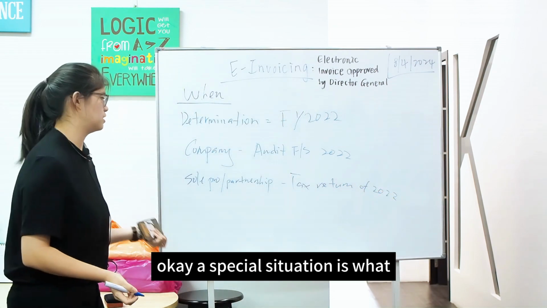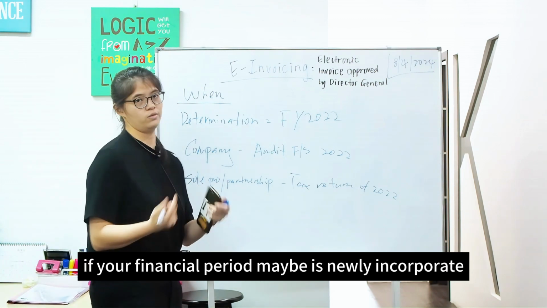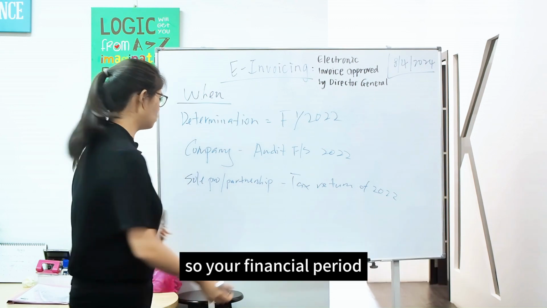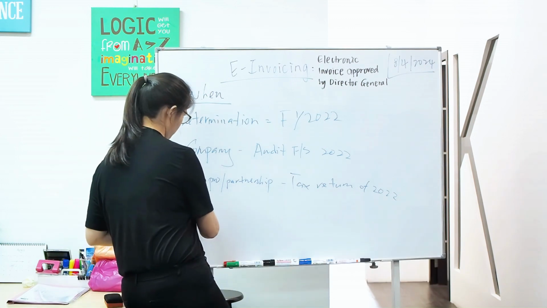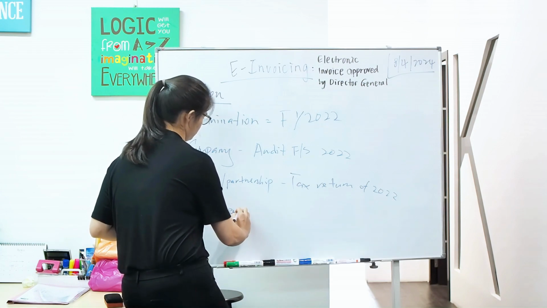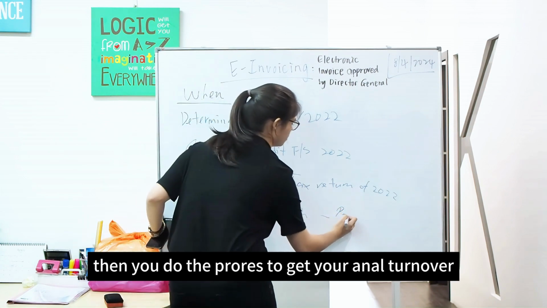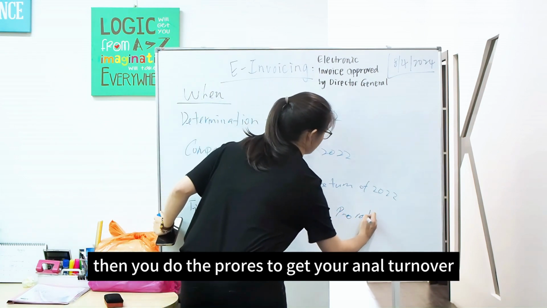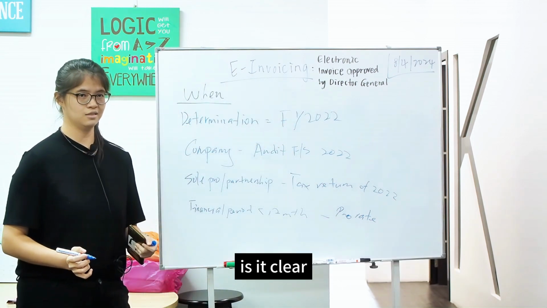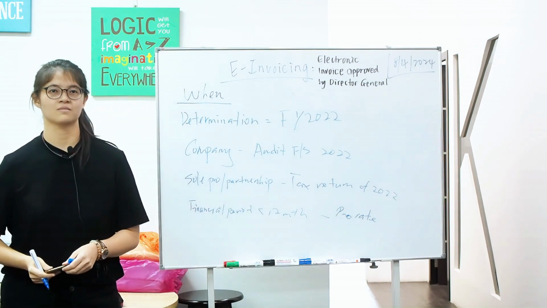Okay, a special situation is what if your company is newly incorporated. Within 18 months, you need to submit your first set of financial statements. So your financial period may be more than 12 months. Then you do a prorate to get your annual turnover. Is it clear? Can you understand? So simply use the prorate.